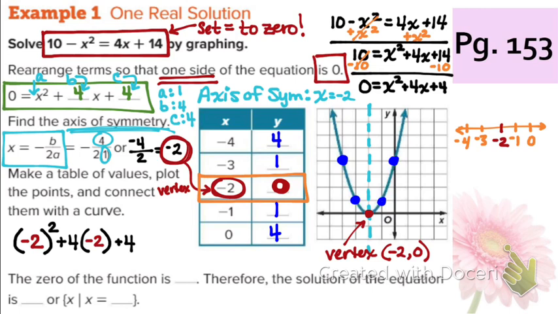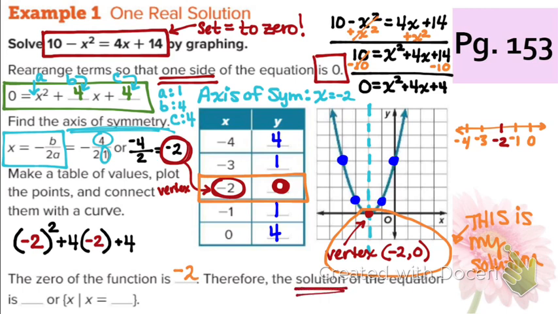What am I looking for on the graph if I want to find solutions? X-intercepts. How many x-intercepts does this graph have? Just 1. Where is it? -2, 0. This is my solution. So the 0 of the function is -2, which means the solution of the whole equation is -2.